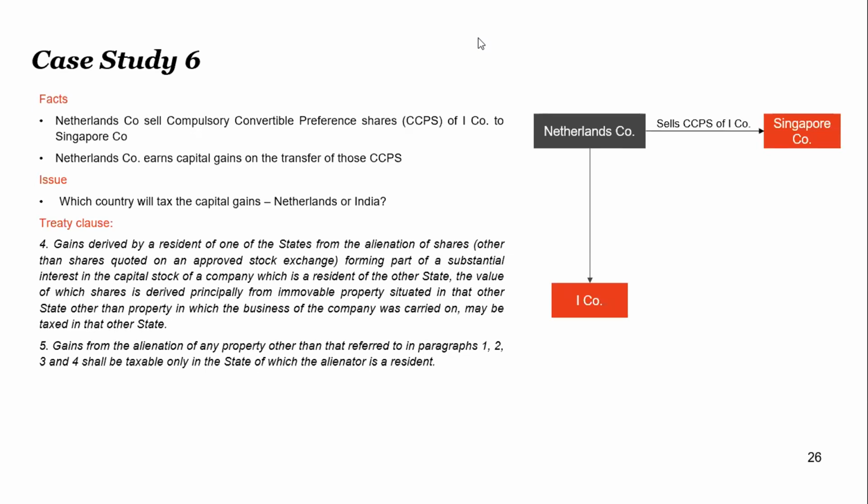So just to clarify, because CCPS is a share, this will be classified under clause 4, which is alienation of shares forming substantial interest in the capital stock, and any such transfer by the Netherlands company of shares of the Indian company should not be taxable in India, right? And let me tweak this a little bit and say what happens if we are selling CCDs rather than CCPS, because nowadays a lot of investors are infusing funds through the CCD route. So what happens if the Netherlands company is transferring CCDs instead of CCPS to the Singapore co? Would your answer still remain the same, Abhijit?